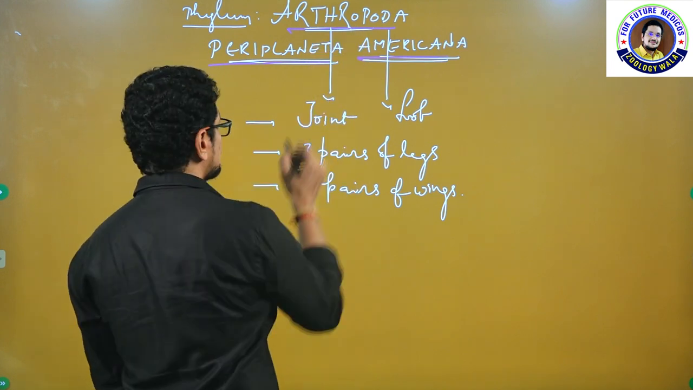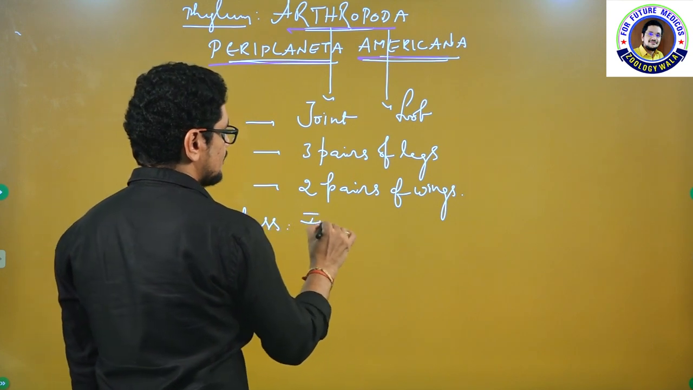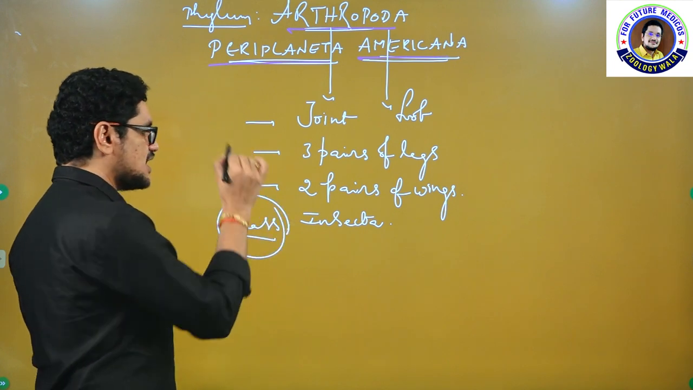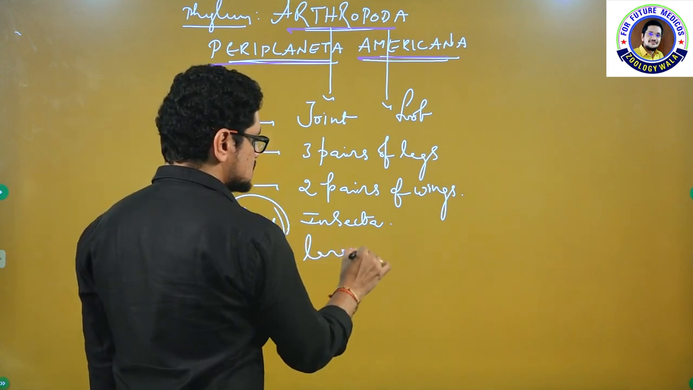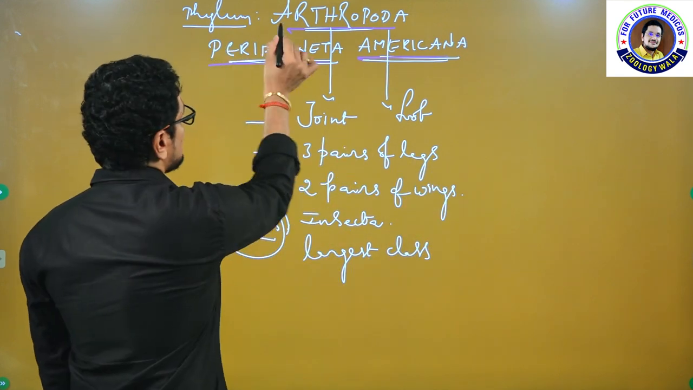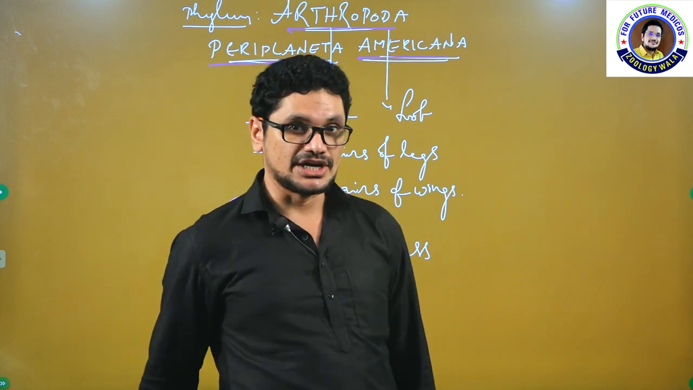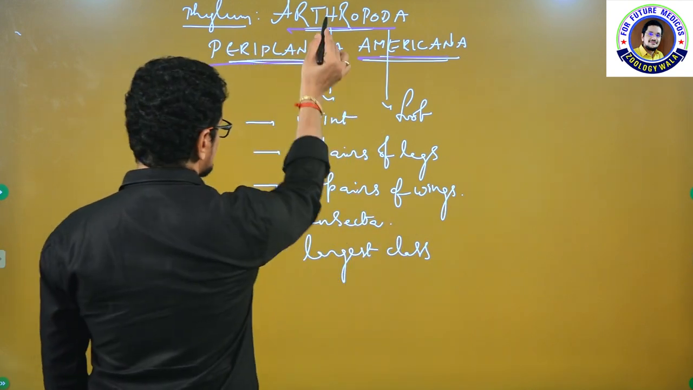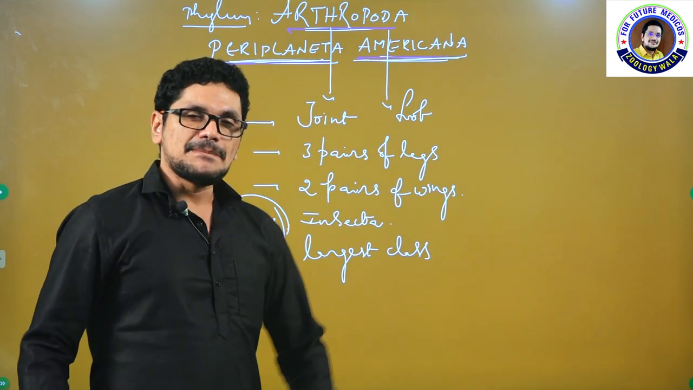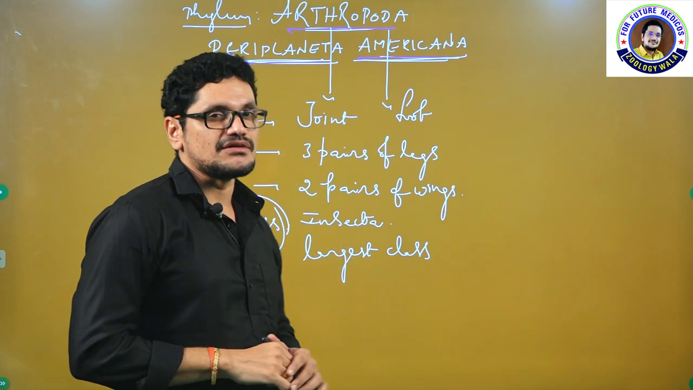Of course, cockroach belongs to phylum Arthropoda, and class Insecta, I-N-S-E-C-T-A. Class Insecta is the largest class in the animal kingdom, and phylum Arthropoda is the largest phylum in the animal kingdom. Okay? This is the scientific name of cockroach, Periplaneta. Peri means surrounding, planet. So, throughout the planet, these cockroaches are available.